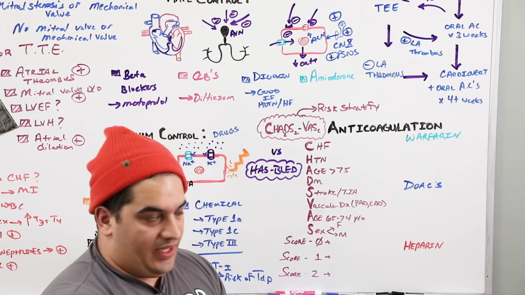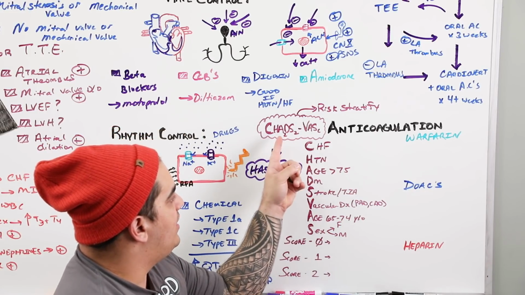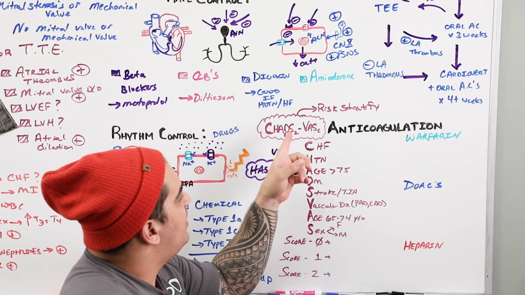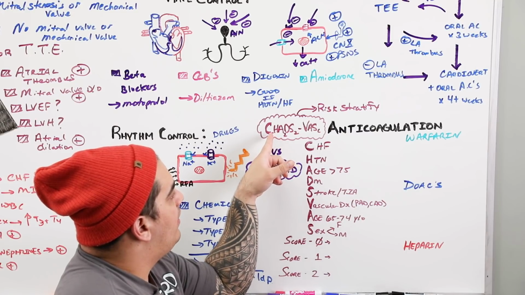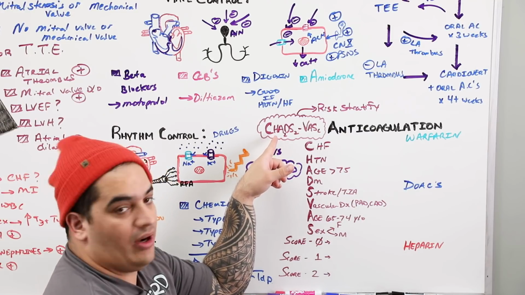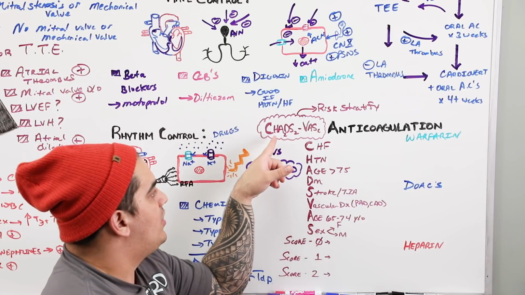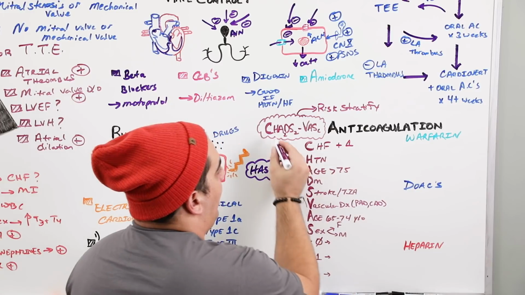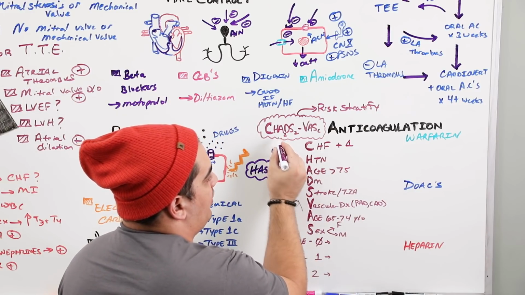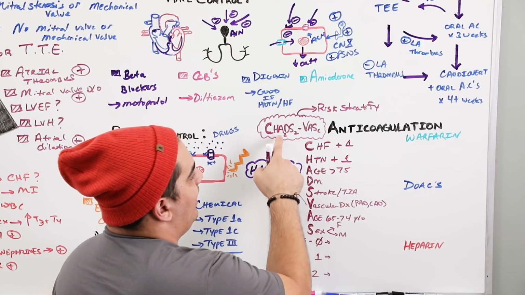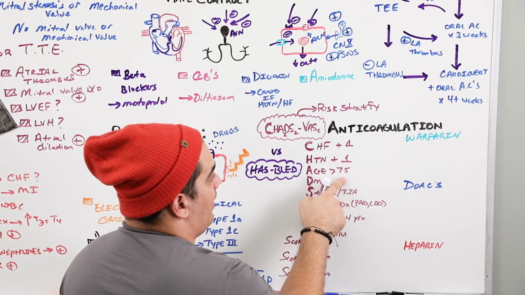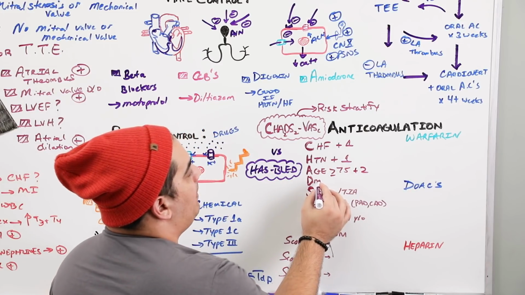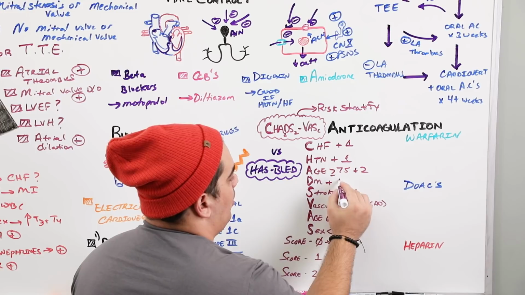Now, how do we score all of these things? You can utilize these numbers here to tell you what you need to know. Okay, so first things first. You have here the C. There's no 2 in front of or behind it, or a subscript, right? So that's only 1 point. So if you have CHF, you get 1 point. Hypertension, there's no subscript of a 2 there, so you only get 1 point if you have that. Age, 75 or greater, so if you're greater than or equal to 75, that gets you 2 points. Diabetes, there's no 2 there, so that gets you 1 point.